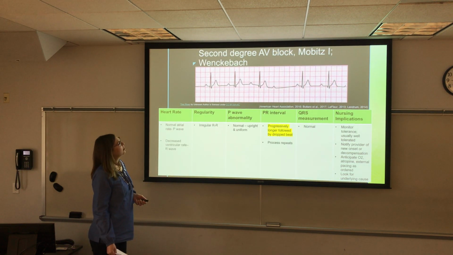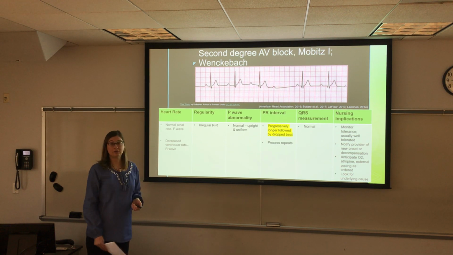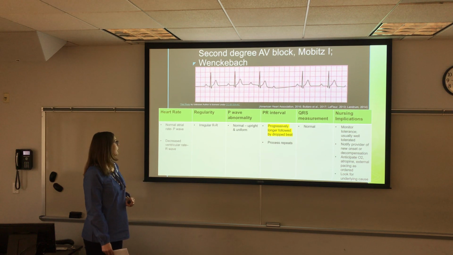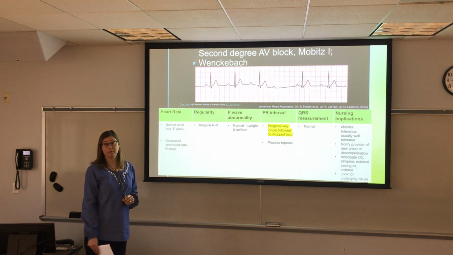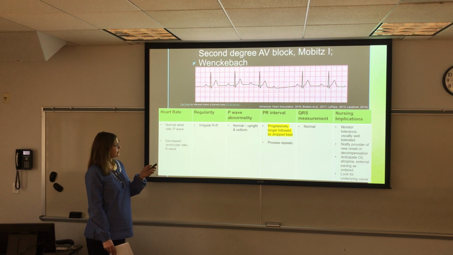And the second block we're going to talk about is second degree AV block Mobitz 1, also known as Wenckebach block. And in this rhythm, normally the atrial rate will be normal, but the ventricle rate will be decreased. So it's going to be an irregular rhythm, as you can see here.